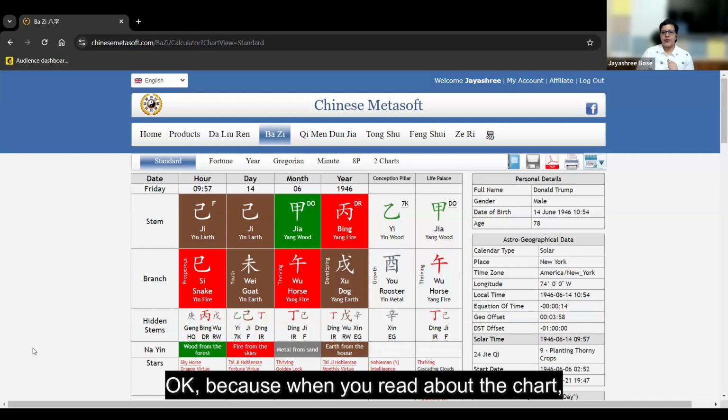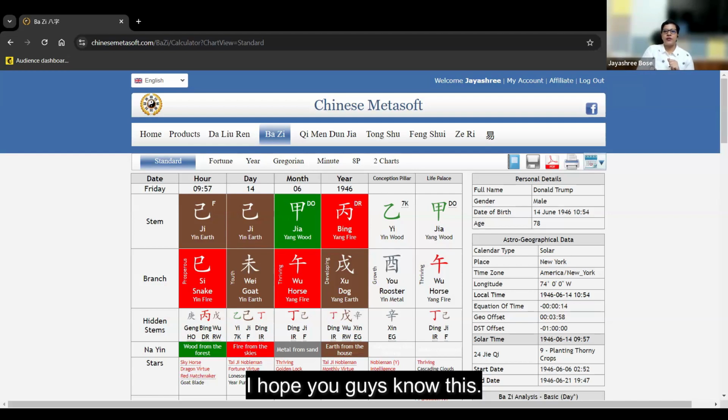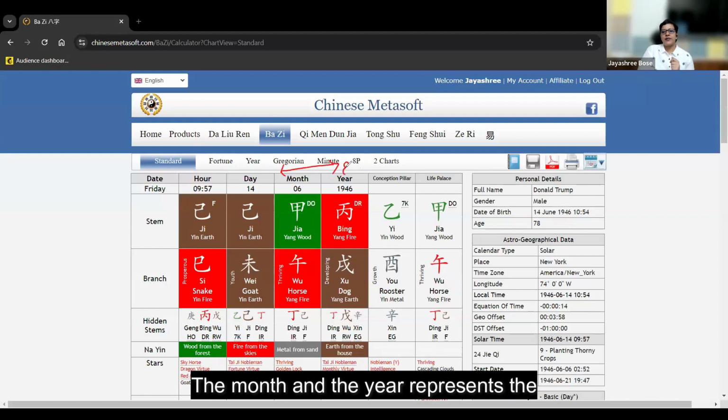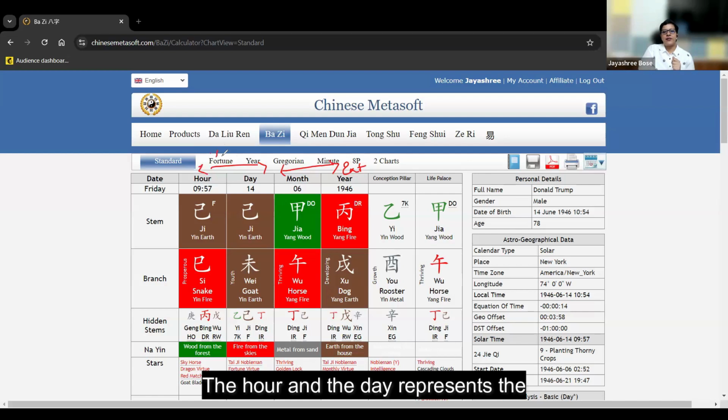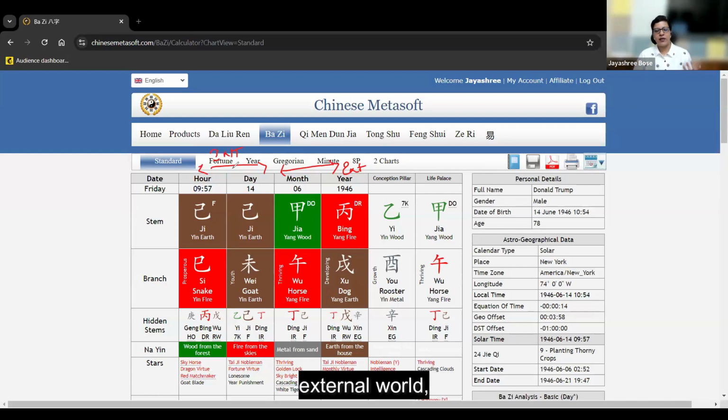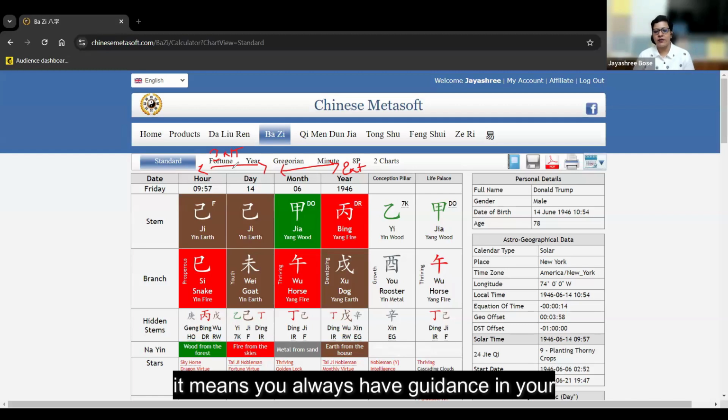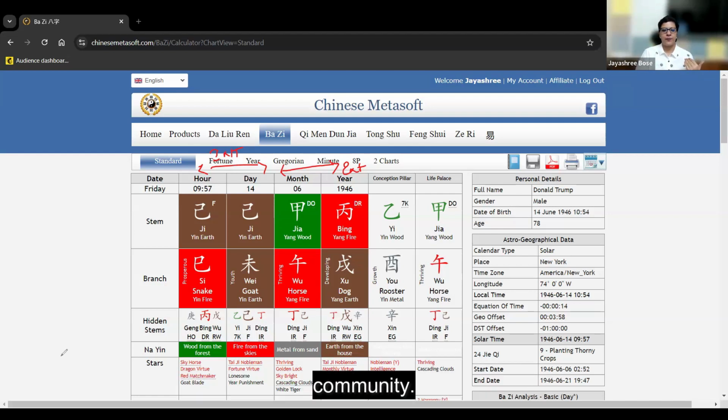Okay, because when you read about the chart, I hope you guys know this. If you don't, then it's something new you're learning. The month and the year represents the external world. The hour and the day represents the internal world. So when you have a nobleman in your external world, it means you always have guidance in your career, in your social life. Okay, somebody or the other will help you. When you have a nobleman in your internal life, there's again guidance which you go out and seek or is within your community. Okay, is somebody there who's within your community.